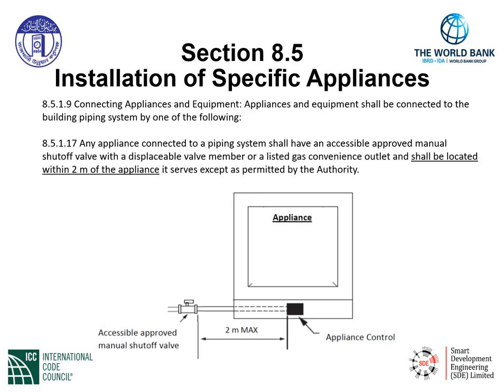8.5.1.17 is any appliance connected to a piping system shall have an accessible approved manual shutoff valve with a displaceable valve member or listed gas convenience outlet, and shall be located within 2 meters of the appliance it serves, except as permitted by the authority. As can be seen by the graphic here, we have an appliance and we have the accessible approved manual shutoff within 2 meters of the appliance, as indicated in this code section.